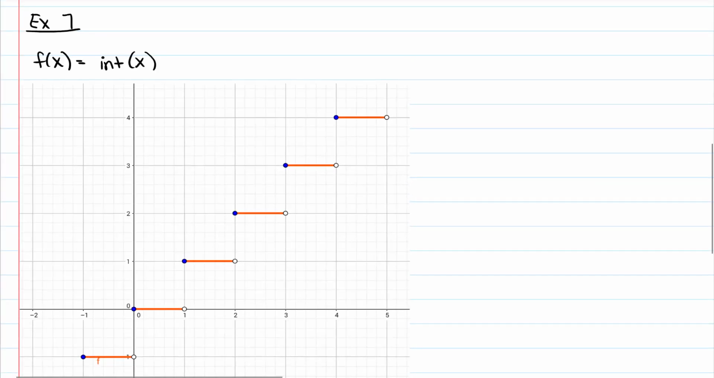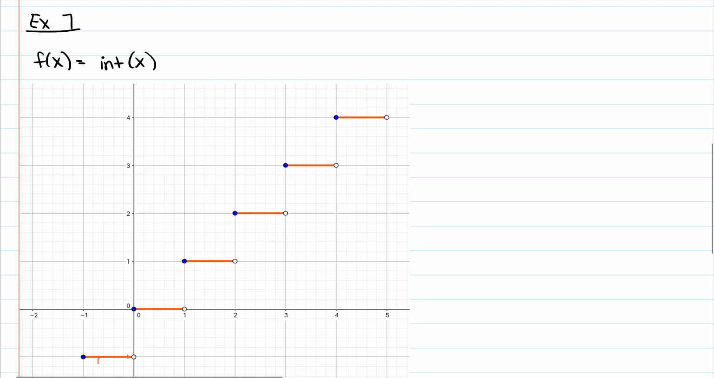Example 7. In this example, we're going to look at a very popular function called the integer function. We represent that by int. Some know this also as the step function. The way this works is that you always round down the number.